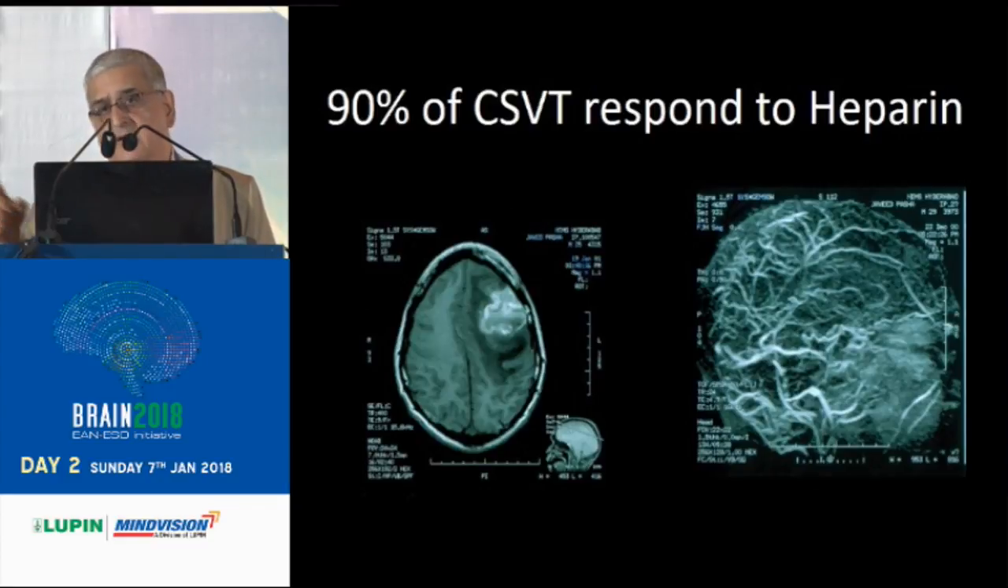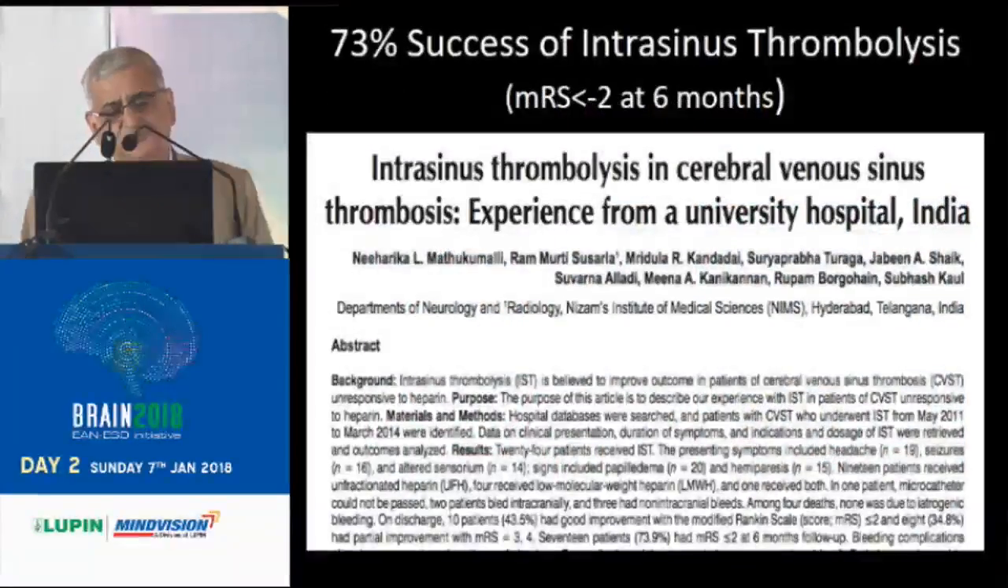There are again criteria developed in KEM Hospital, Mumbai itself, where they say if a patient has not responded up to 1 week with heparin, or if he deteriorates, then one can consider the direct approach. This is our own paper on intrasinus thrombolysis in CV sinus thrombosis, and we found very considerable success in this.